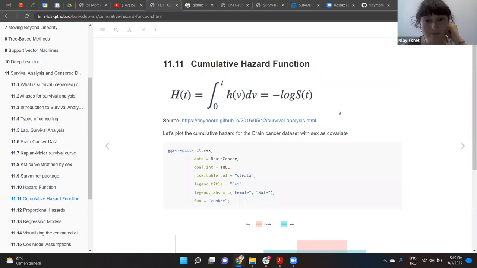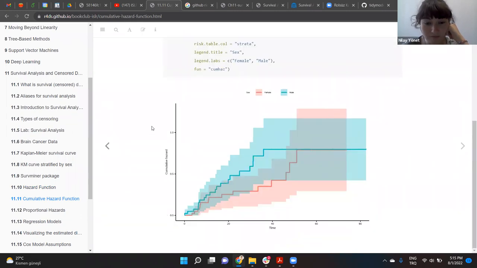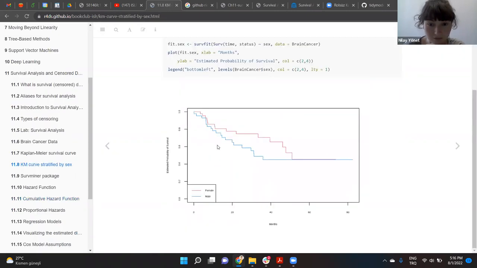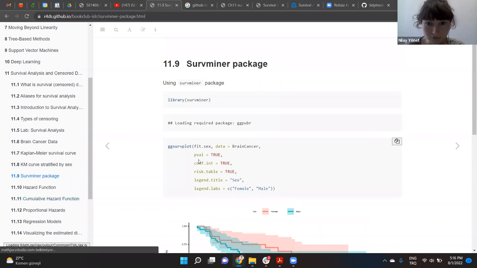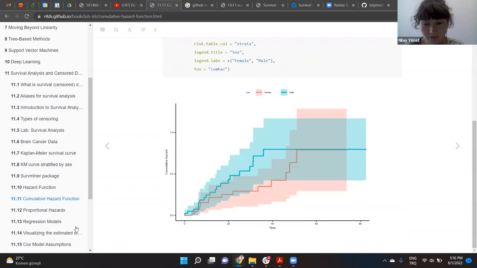We will also have the cumulative hazard function. Here we have the cumulative hazard, the time to cumulative hazard plot. And to me, it looks like the flipped version of Kaplan-Meier, because let's see. It was something like this, or something like this. The blue was below with time, and the pink was upwards. And when we come here, to me, it looks like just a flipped version of it.